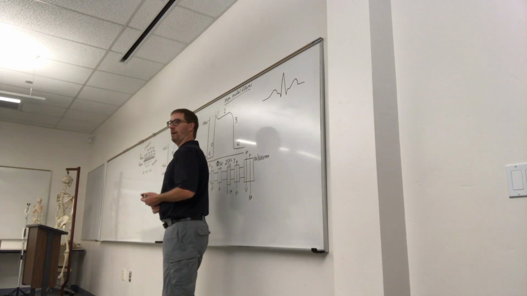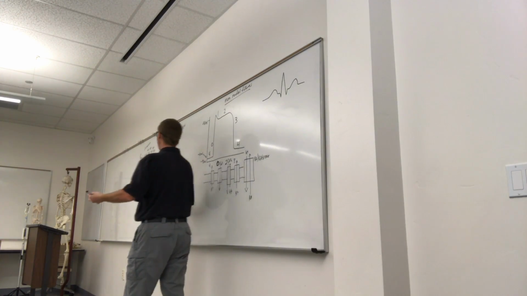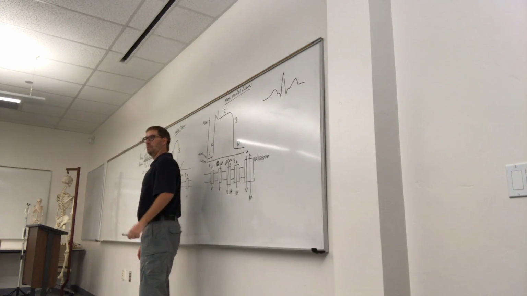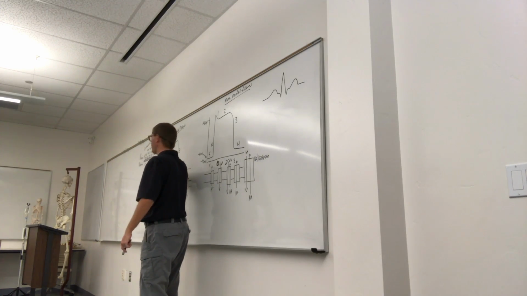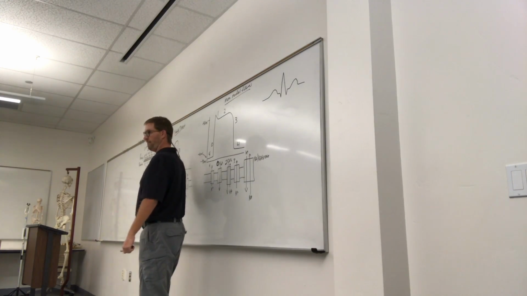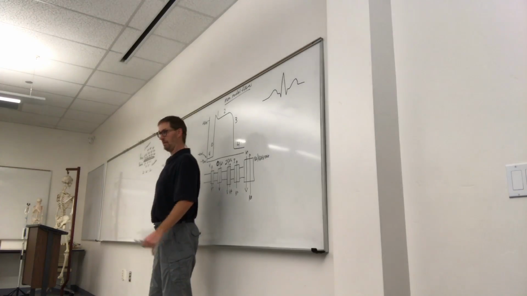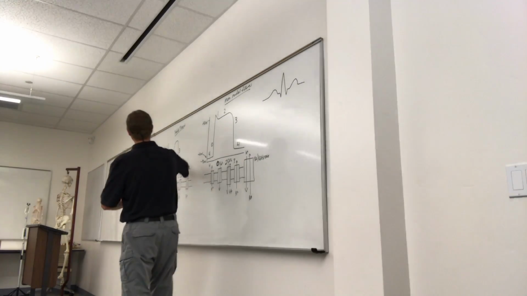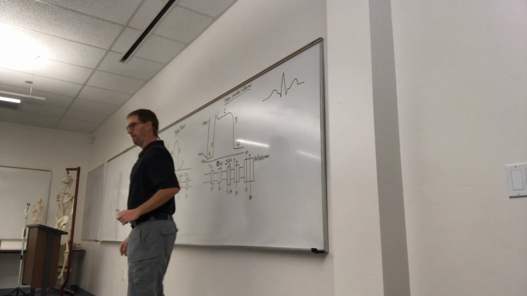Now I can change that, right? I can elicit a sympathetic response, and a sympathetic response is going to make these leakier, which will make this depolarize faster, right? And that, of course, is the automaticity. Does that make sense? Okay, so that's how nodal tissues work.